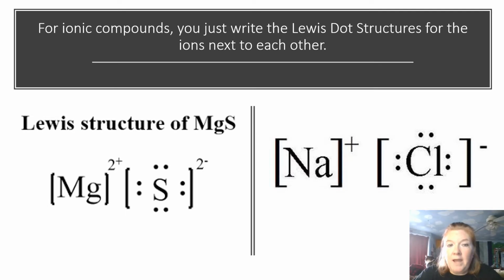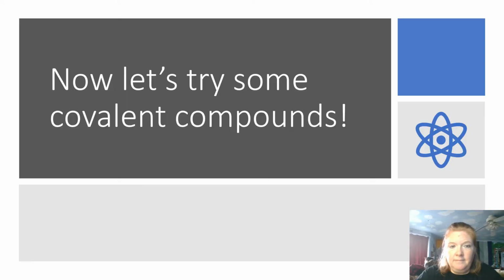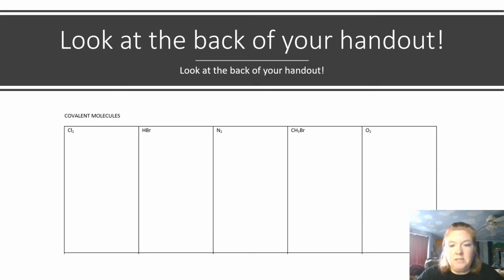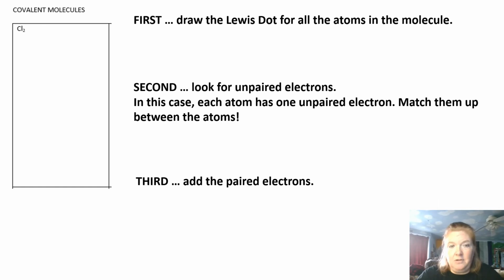All right, so for ionic compounds, when we do the Lewis dot structures, all we do is put the Lewis dot structures for the 2 ions next to each other. So when magnesium and sulfur bond together, we draw it like this for the Lewis dot structures. When it's sodium and chlorine, we draw it like this. See the charges, see the brackets, super important. All right, so now let's try covalent. So we're going to look at the back of the handout.